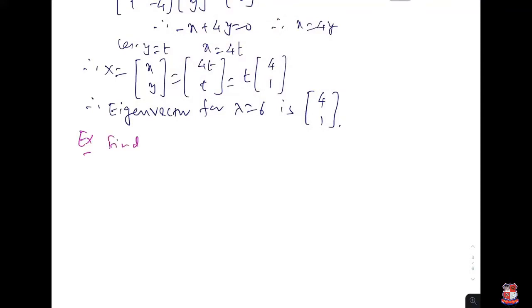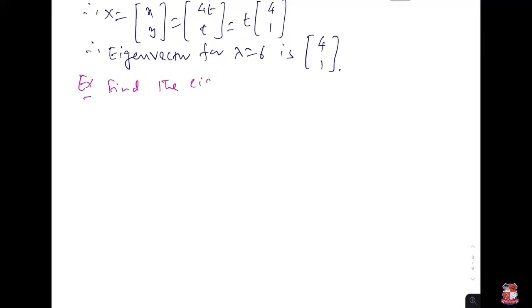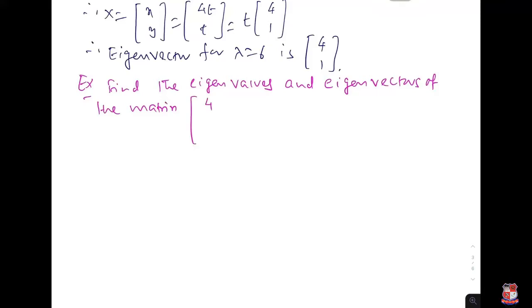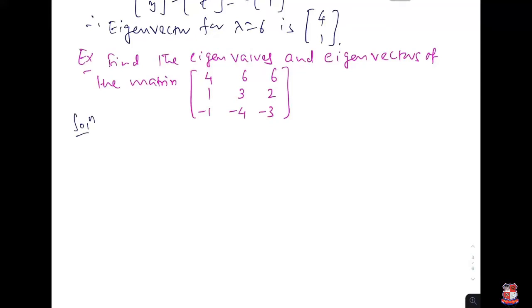Okay, let us solve one more example. Find the eigenvalues and eigenvectors of the matrix 4, 6, 6, 1, 3, 2, minus 1, minus 4, minus 3. So let us solve. So let A equal to 4, 6, 6, 1, 3, 2, minus 1, minus 4, minus 3. Now we know what is the characteristic equation.